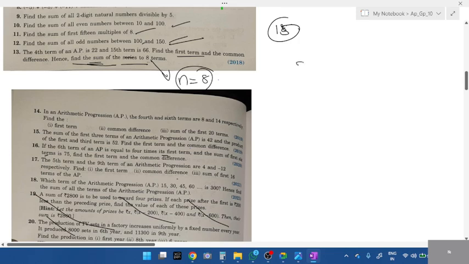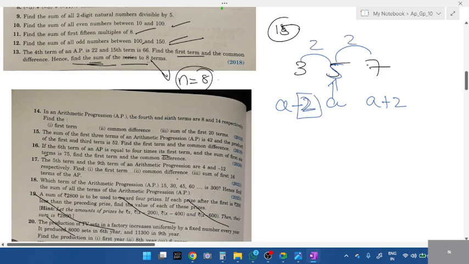Now let me take any value. 3, 5, 7. In this 3, 5, 7, if I take the middle as A, what minus 5 gives 3, students? All of you respond. What minus 5 gives 3? A minus 2. Then what plus some value gives 7? Plus 2. Is the difference the same? 2 and 2. So the difference is D. The formula for this is take the middle term A, then A minus D, A plus D.